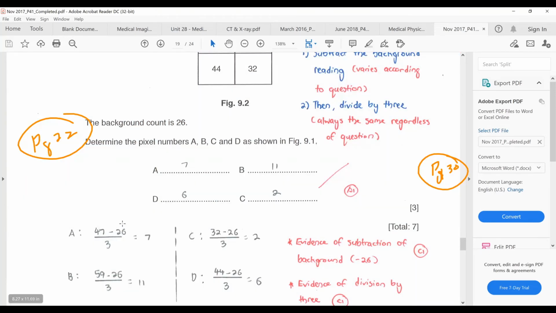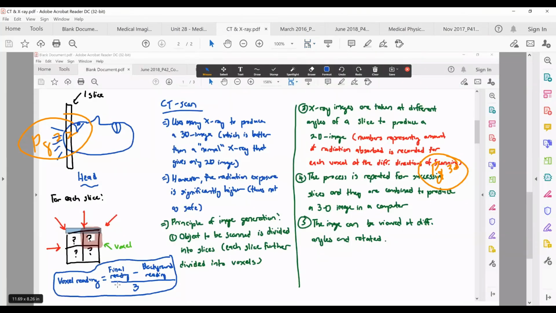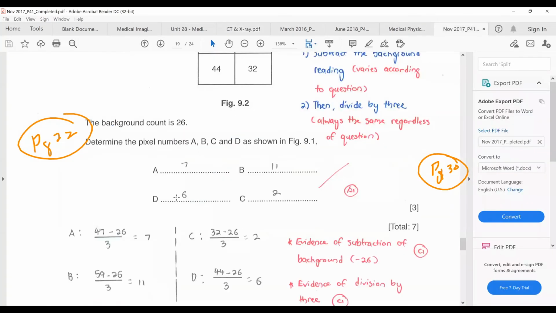Okay, so the method is always the same when it comes to this kind of questions. Minus background reading, divide by 3. I think I also wrote it somewhere here. Yeah, voxel reading is final reading minus background reading, divide by 3. This is the standard step. Okay. Background reading can change from question to question, so be careful of the value. It's not always 26, it's not always 13. It will vary from question to question. But the divide by 3 will always be same.